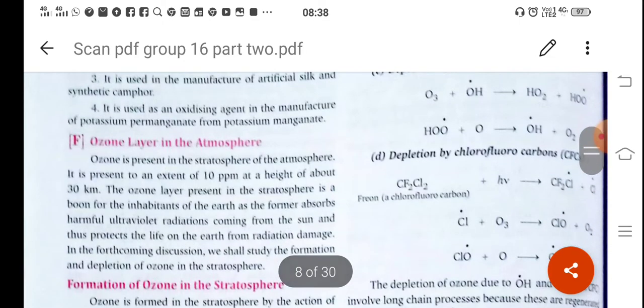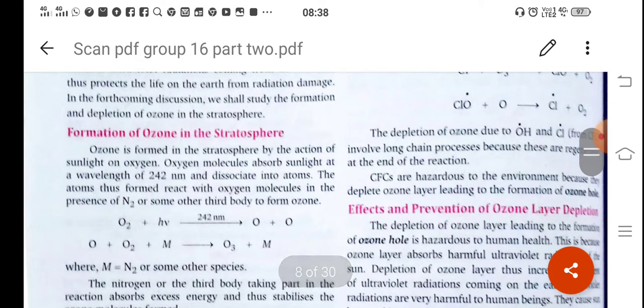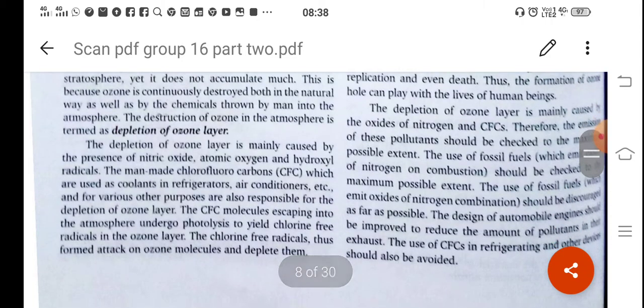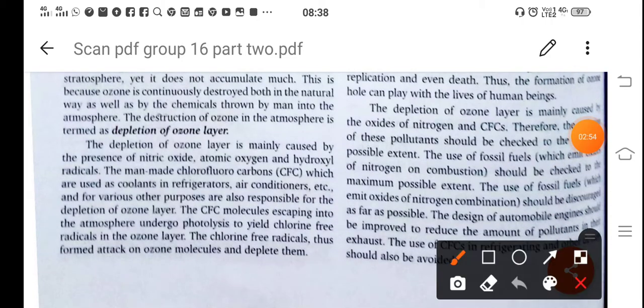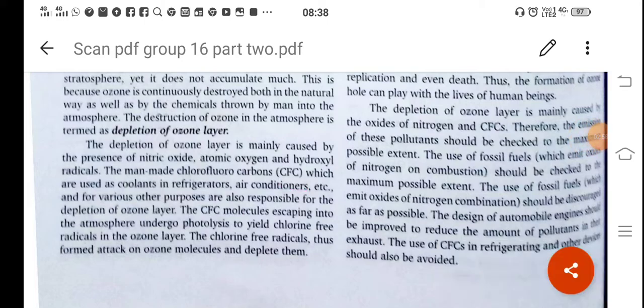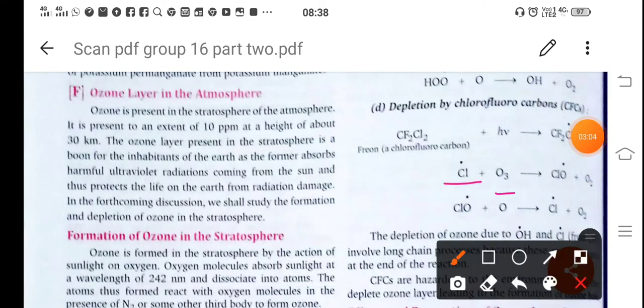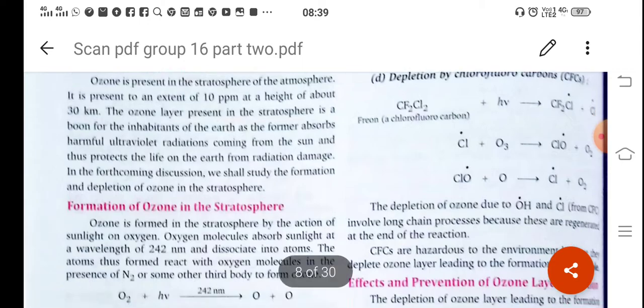Now, how is this ozone layer being depleted? The ozone layer is being depleted by pollutants present in the atmosphere like CFCs, which release free radicals, and these free radicals react with ozone. As these chlorine free radicals react, they deplete the ozone into oxygen, which is day by day causing the depletion of ozone.